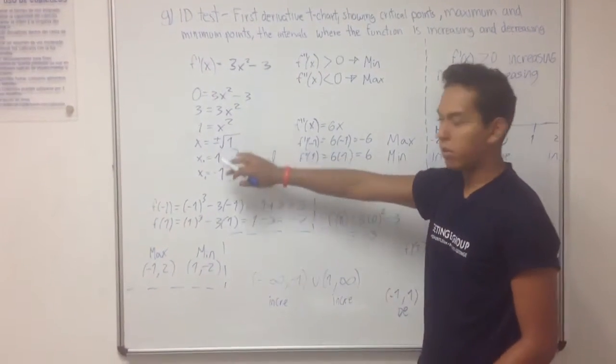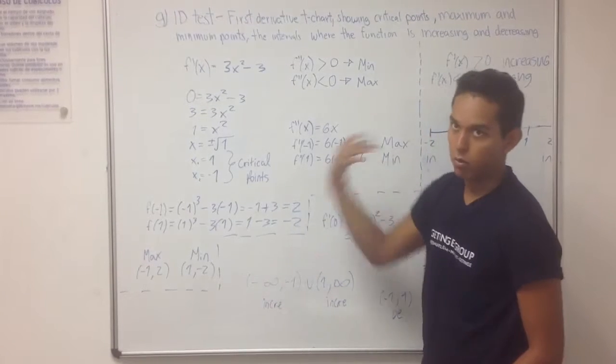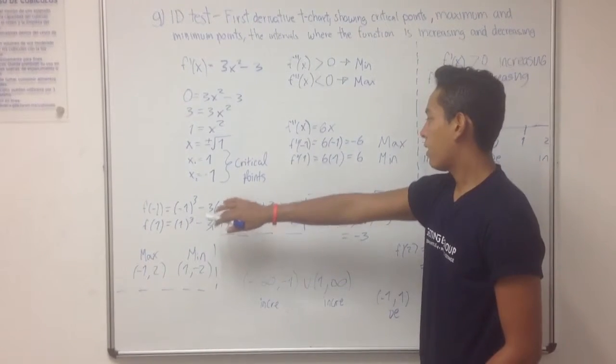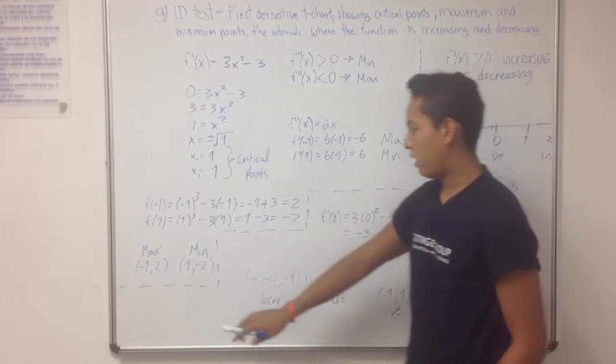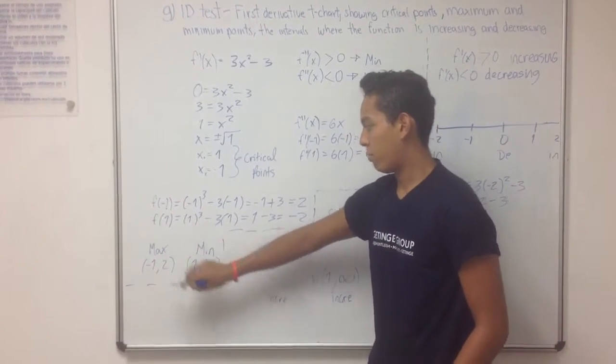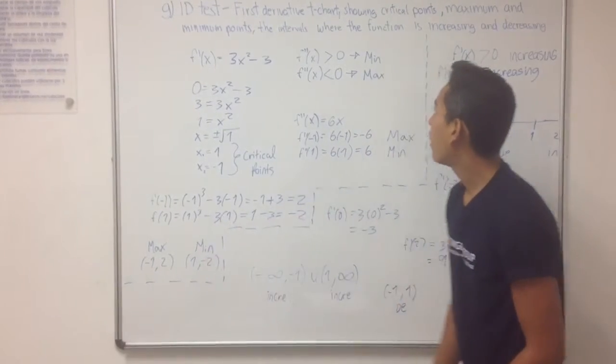Then, with our two critical points, we substituted in our original function, and we got the points for y, and then we have our 2 points for the maximum and for the minimum.